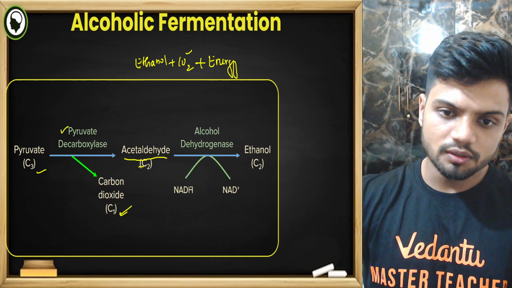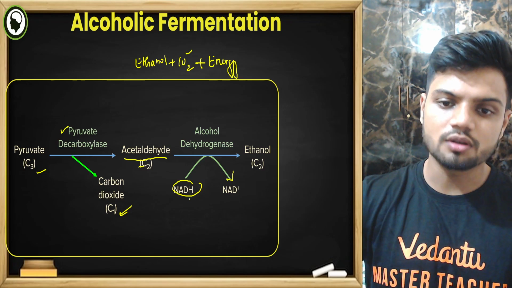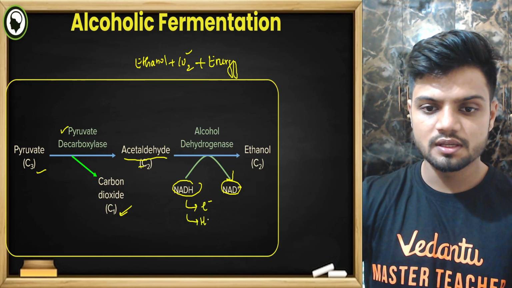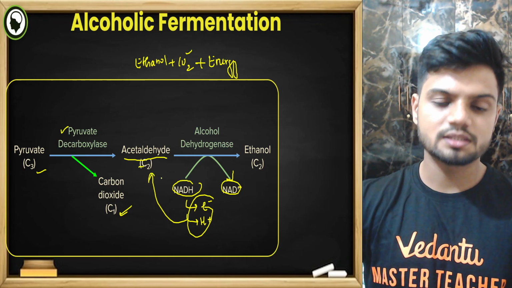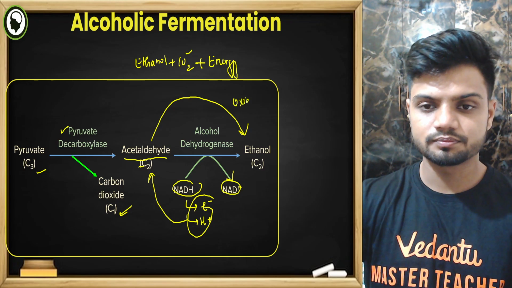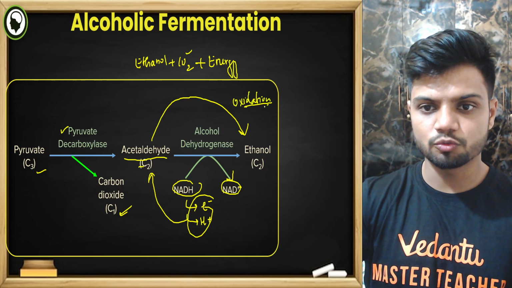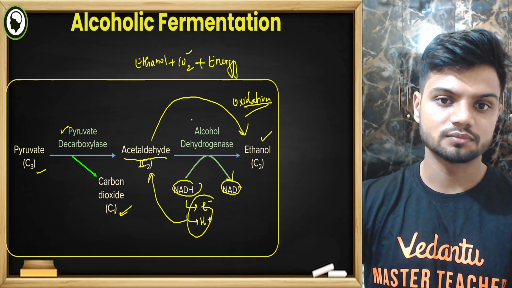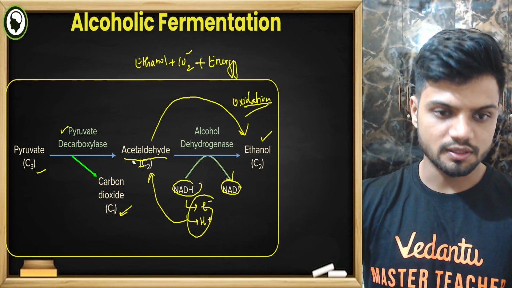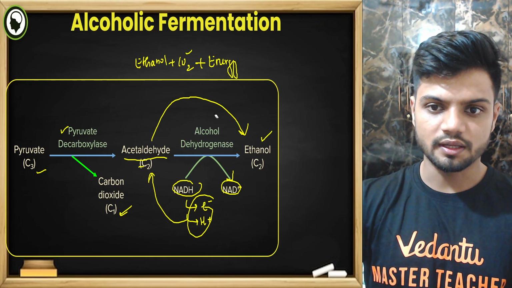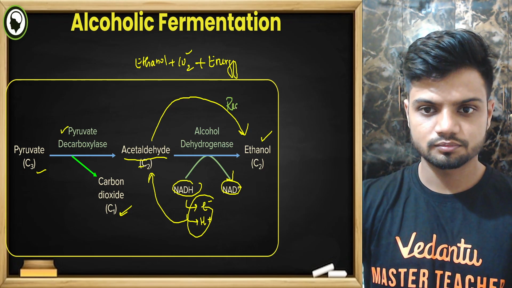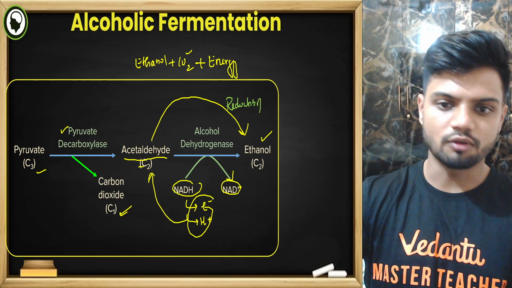Now this NADH again undergoes oxidation to produce NAD plus. Electrons and protons are released. These electrons and protons are taken up by the acetaldehyde. If acetaldehyde is receiving the electrons and protons, it is undergoing reduction to produce ethanol finally. It is gaining electrons and protons, so it is undergoing reduction. Here we have oxidation.